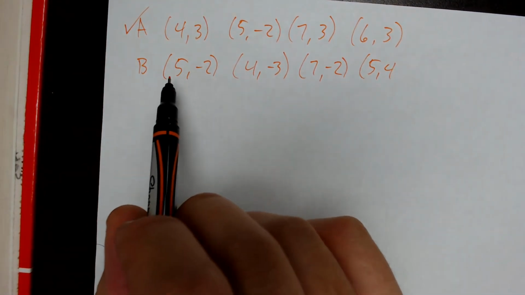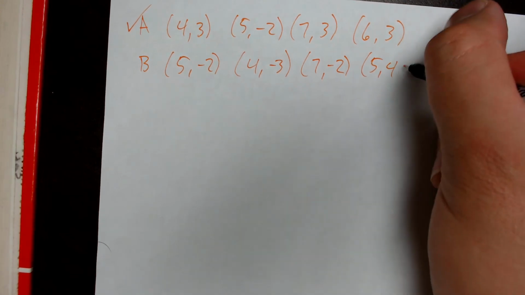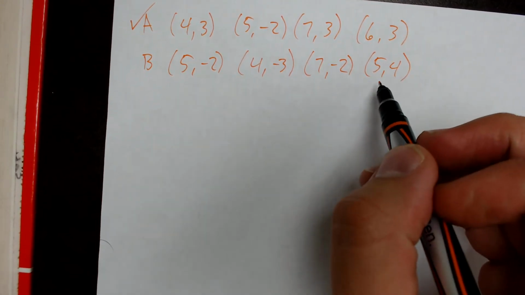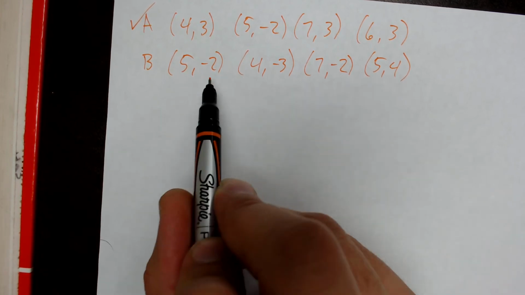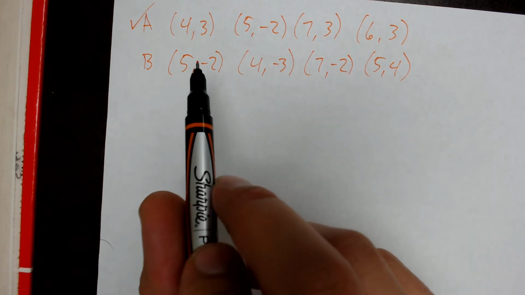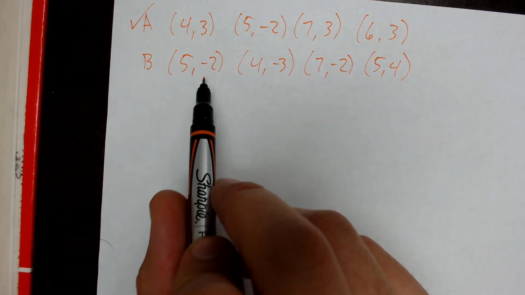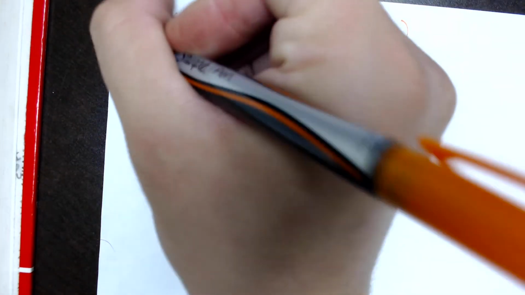Now, if I look at this one, I'm going to look for first numbers repeating. I've got 5, 4, 7, and 5. So I do have a first number repeating, 5. Now, what I'm going to check is if the first number repeats, they should both have the same y value, but they do not. This one has -2, this one has 4. What this is saying is if I plug 5 into an equation, sometimes I'll get -2, sometimes I'll get 4. This is not a function, so this one does not check out.